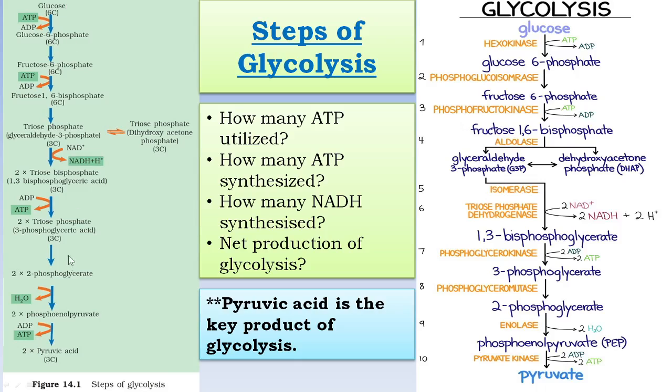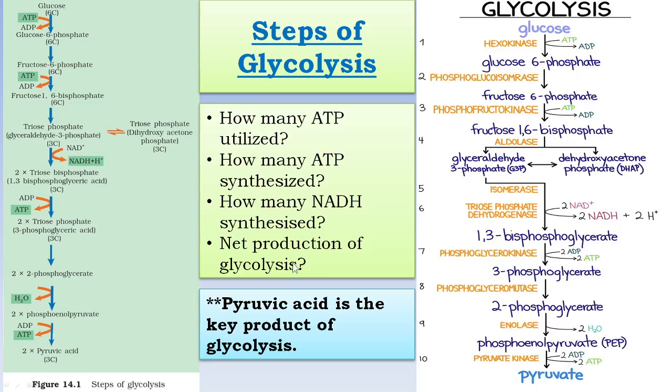You can see over here that glucose is broken down into two pyruvic acid molecules in 10 steps, right? Through 10 steps. You have to see at which steps ATP is utilized, and at which steps ATP is synthesized, how many ATPs are synthesized, and at which steps NADH is synthesized. And last you will realize what is the net production of glycolysis.